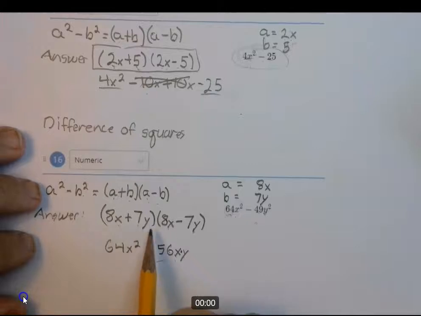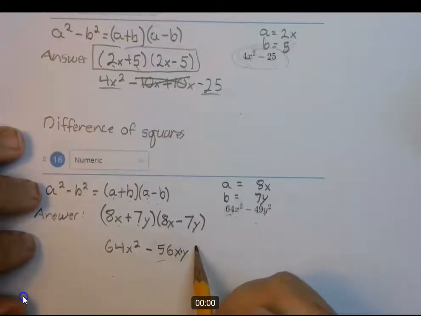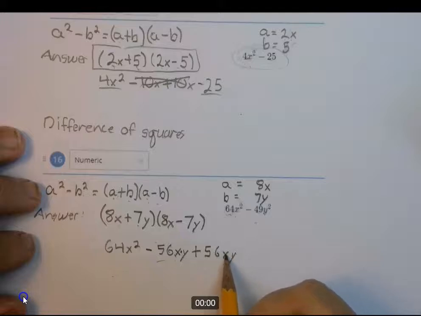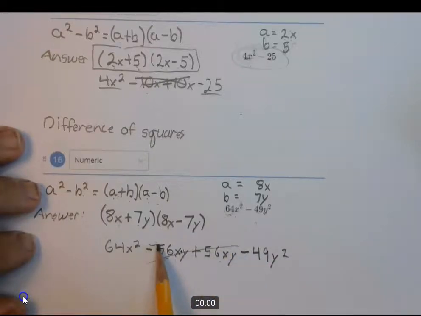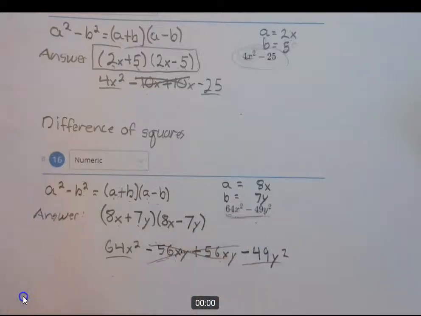Now, in this, the inner here is 7y times 8x, so that's plus 56xy. And finally, 7y times negative 7y is negative 49y squared. So the 56 minus 56 terms cancel out, and you end up with 64x squared minus 49y squared, which is the original equation right there, okay? So this is just a way to check it.